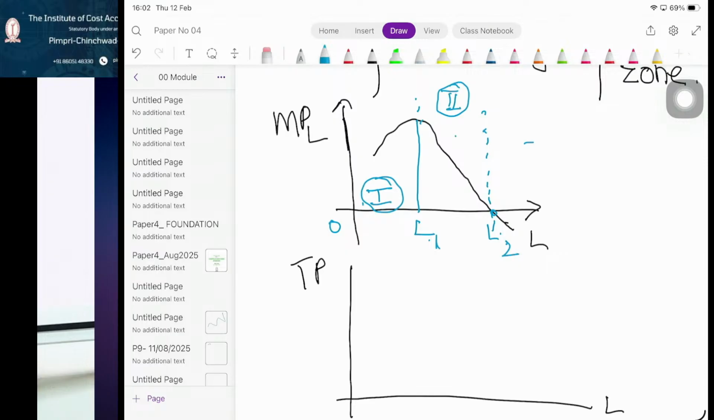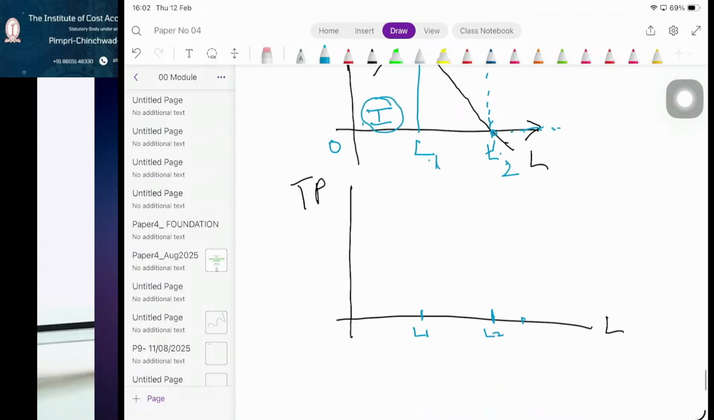And where this curve crosses and goes negative, that means marginal product is decreasing. That is your irrational zone. Okay, that's stage 3 or the irrational zone. And corresponding to this, let us draw the production function. So I'll mark this as L1, this point as L2. Okay, all of you do the same thing.